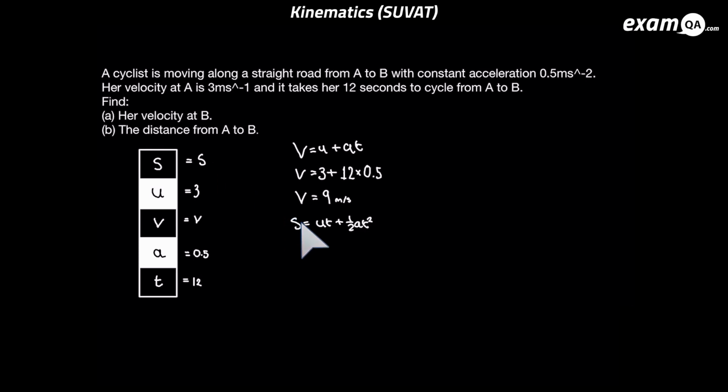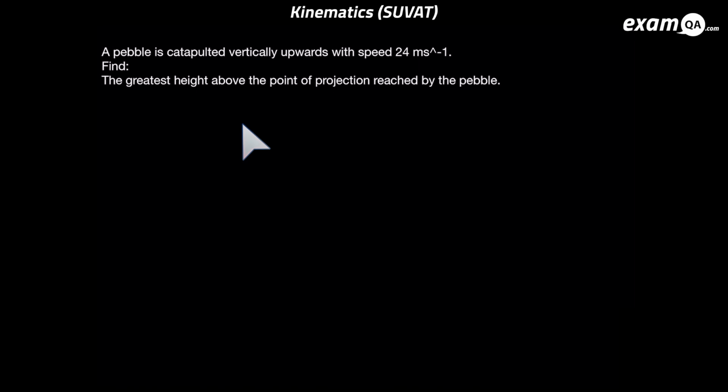So again, I'll give you a moment to think of what formula we're going to use. And it's this one here, S equals UT plus half AT squared. So let's go ahead and fill it in. And you can simply just put this into our calculator. And we get S as 72 meters. Okay, so take a moment to read the next question.